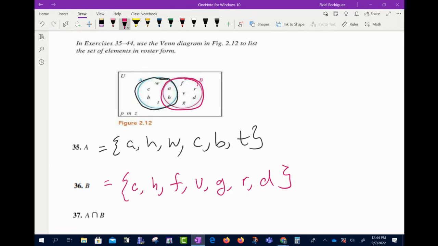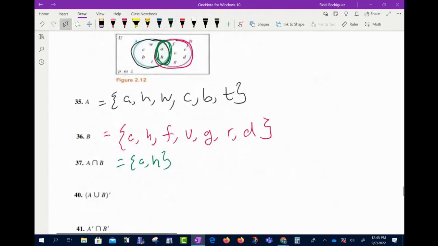Now, 37 says A intersection B. The intersection, y'all, is the part where we overlap. What letters overlap? A and H. Very good. All right, so I'm going to zoom out a little bit so I can do the rest.